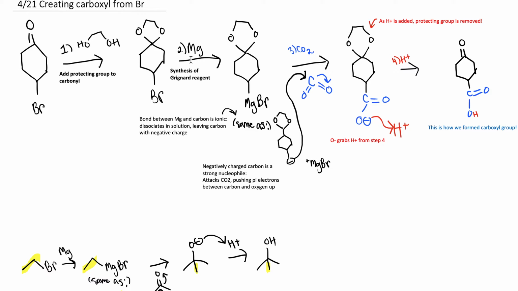Now the next step is reacting our compound with magnesium. Let's keep in mind that our compound has bromine on it. If you might remember from OChem 1, whenever you react an alkyl halide, so any compound with bromine on it, with magnesium, this is how you synthesize a Grignard reagent. So let's go over quickly what Grignard reagents do.